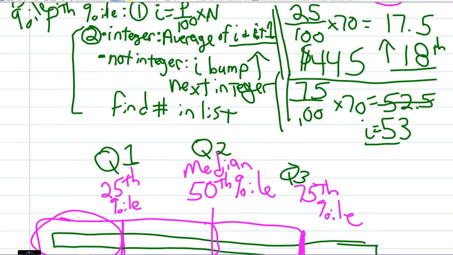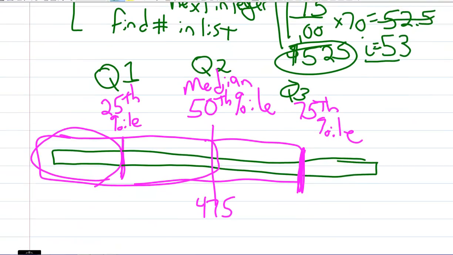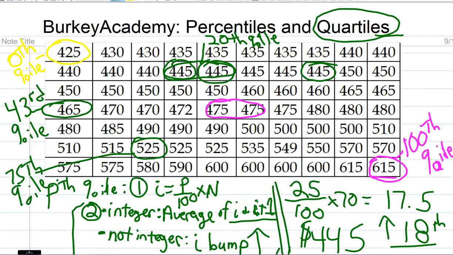So the 75th percentile is going to be $525 right there. Now, while we're here, let me just discuss two additional things. I know this video is getting long, but there are two other important things that you see people do with quartiles, and we might as well talk about them while we're here.